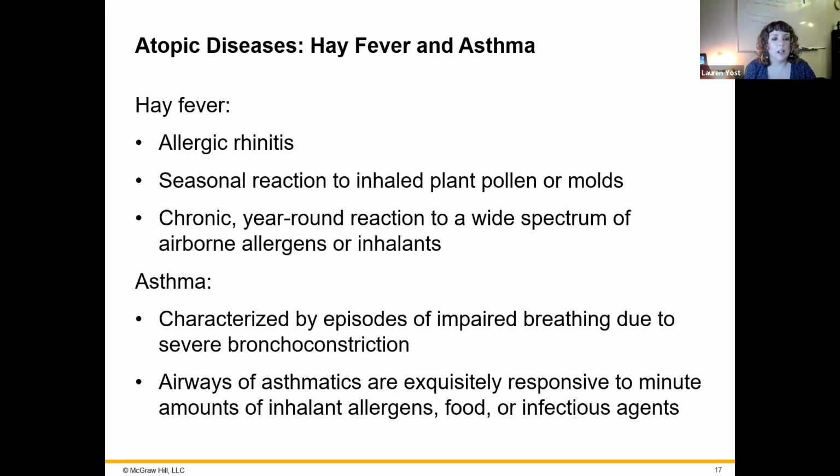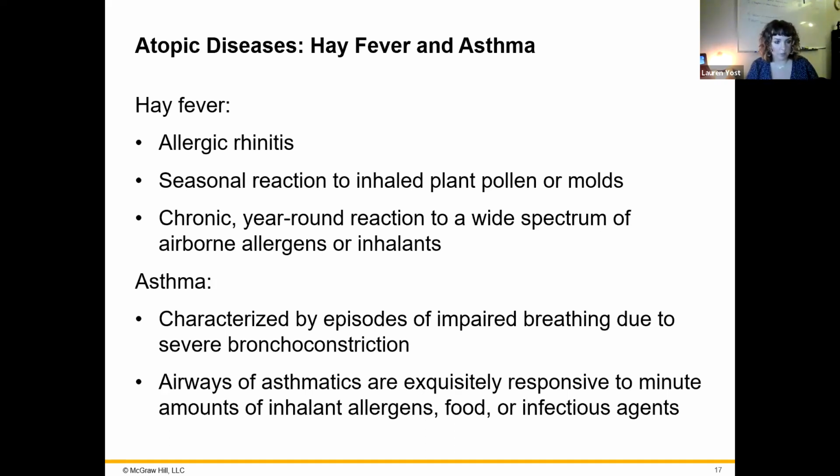So atopic diseases, again, these are going to be local. These are going to include hay fever and asthma. Hay fever is also known as allergic rhinitis. So allergic, allergies, rhino, nose, okay? This is a seasonal reaction to inhaled things, and it can be chronic and year-round due to the presence of that allergen. And then we have asthma, which is characterized by impaired breathing and bronchoconstriction. We often have reactions to inhalants, foods, and infectious agents as well.